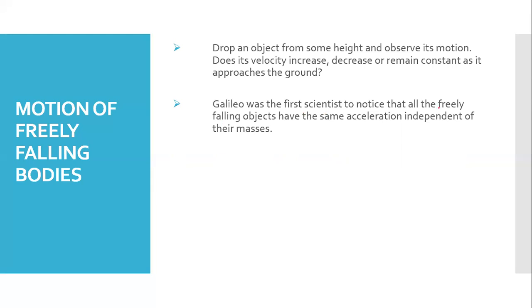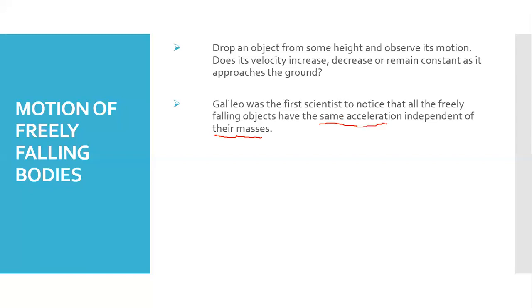What does this mean? A freely falling object means that, for example, you take an object and raise it to some height, then you just release it and the body comes down. This type of motion is known as freely falling motion, in which an object is raised to some height and then released. Galileo was the first scientist to notice that all the freely falling objects have the same acceleration independent of their masses. Whatever its mass is, the object moves with the same acceleration.